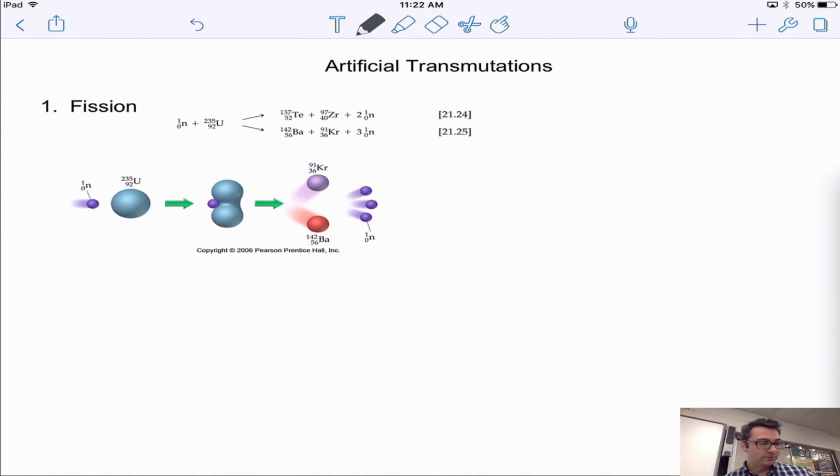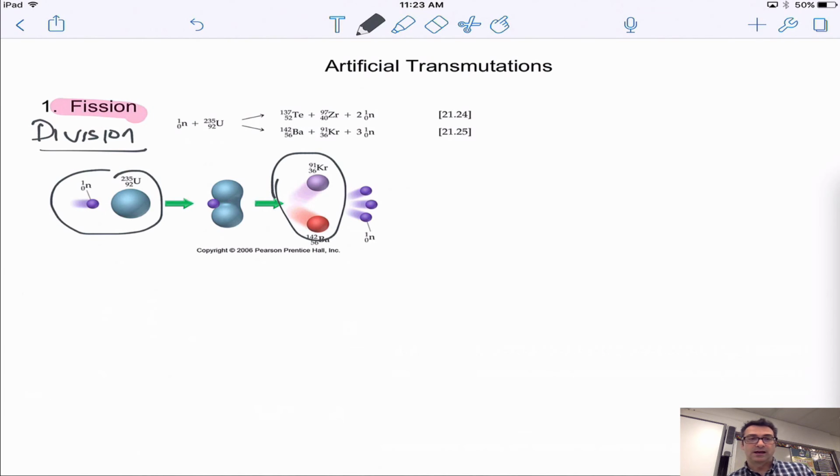And the way I remember fission is I think of fission as division, meaning that what we see here is with fission reactions, a large nucleus is made unstable, and that unstable nucleus will then spontaneously split into two smaller nuclei.